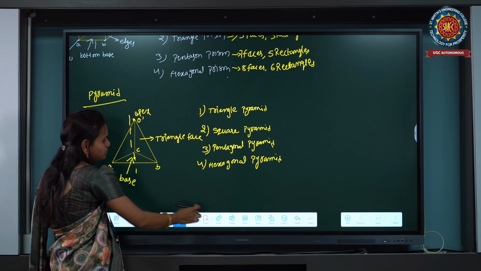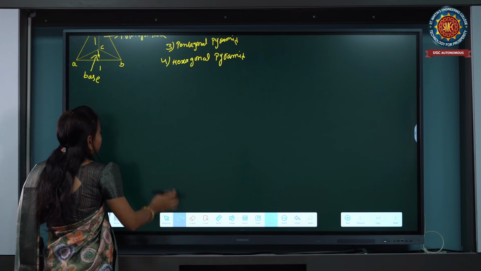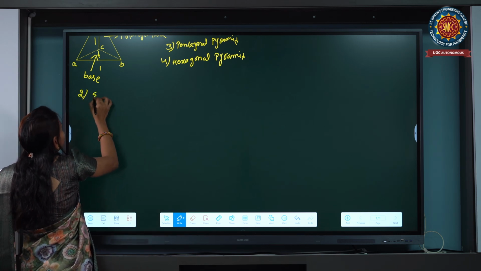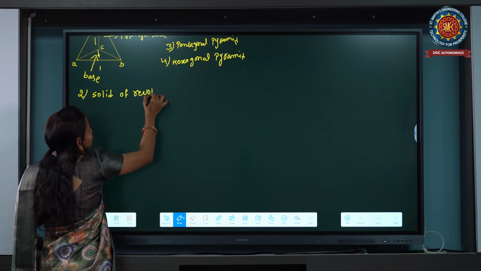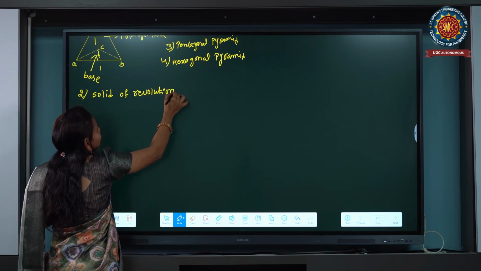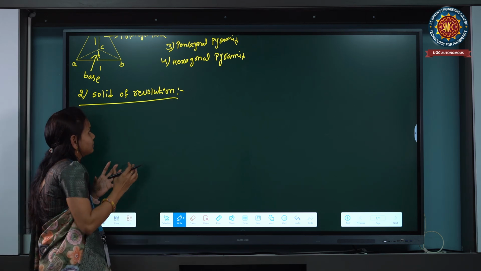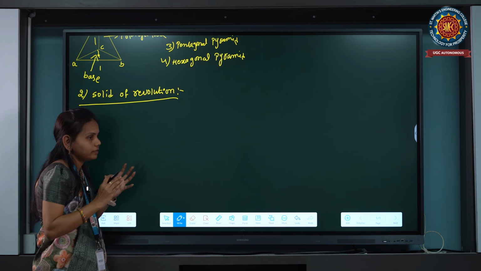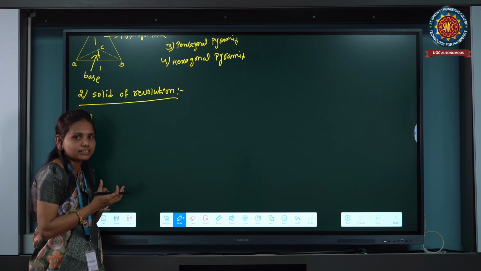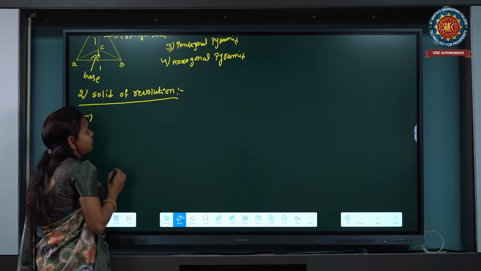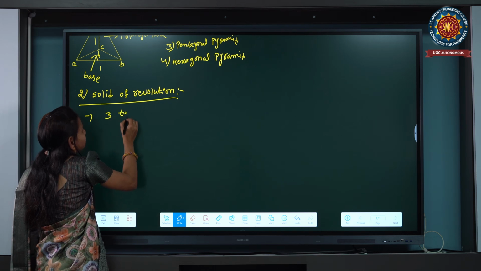The second one is solid of revolution. What is a solid of revolution? The second type is solid of revolution. A solid of revolution is obtained by revolving a plane face, and it is called a solid of revolution. The solid of revolution is classified into 3 types.